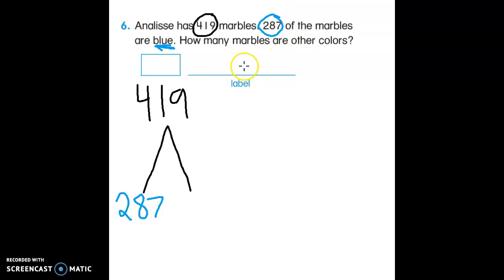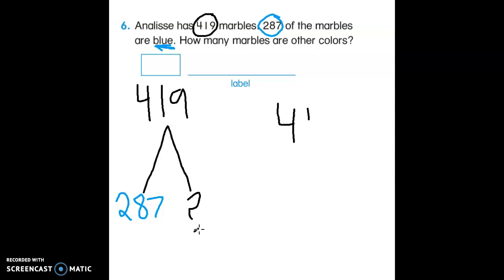And then I have other colors of marbles. It doesn't tell us what colors, but we have some other colors that we don't know. There might be red, green, purple, all the others. So how do I find this answer? This is the one I want. I don't want something bigger. I want something smaller than my total. To get it smaller, I have to subtract.